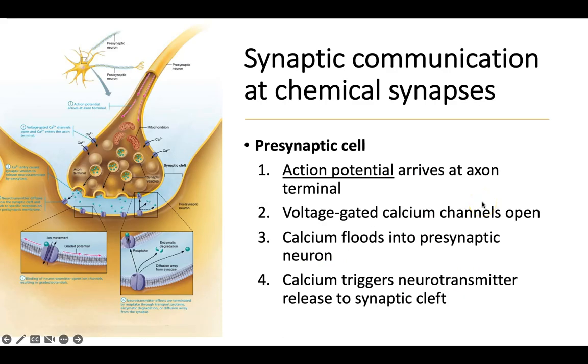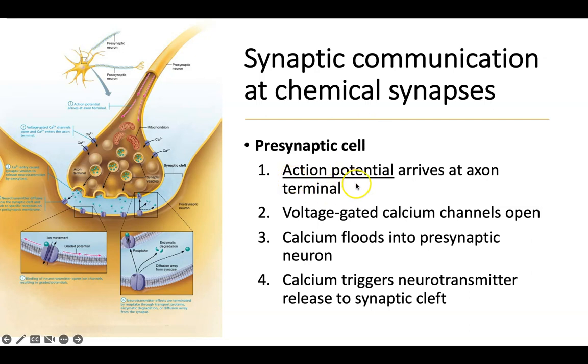So now let's focus on those chemical synapses, and that will be throughout the rest of our discussion of this chapter. So synaptic communication at chemical synapses can be broken down into multiple steps. We've already hopefully looked at a video on action potential propagation down the axon of a presynaptic neuron. And now we get to the synapse. So we're talking about synaptic communication at chemical synapses.